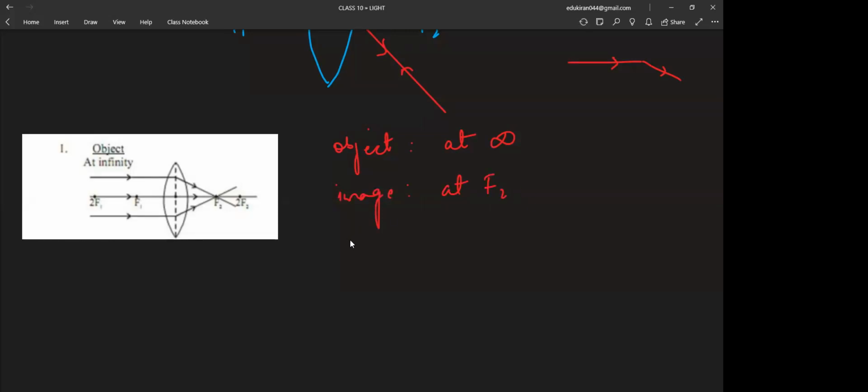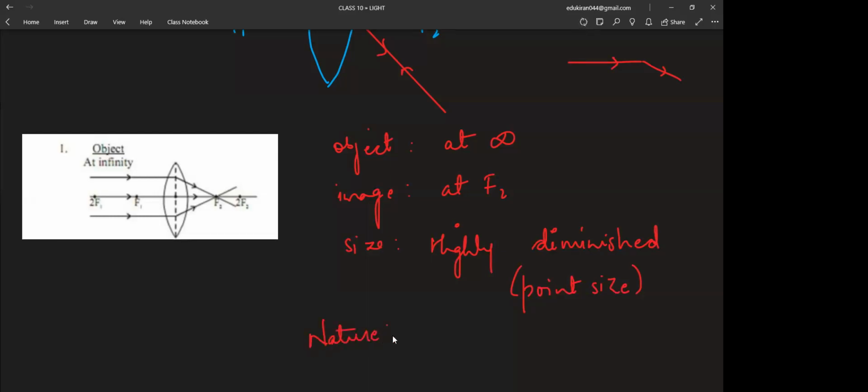And what would be the size of image? You can directly see if the rays are coming from infinity, they are parallel. So this is very small. So this is highly diminished, or you can say point size. Fine. And what about the nature? Nature of the image, this will always be real and inverted. Real and inverted.